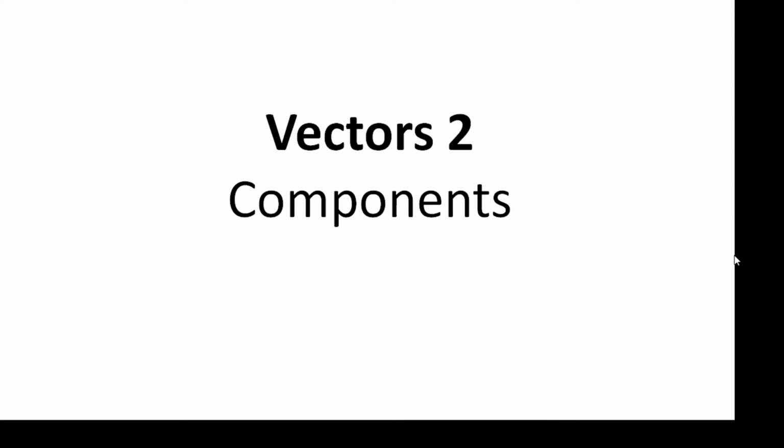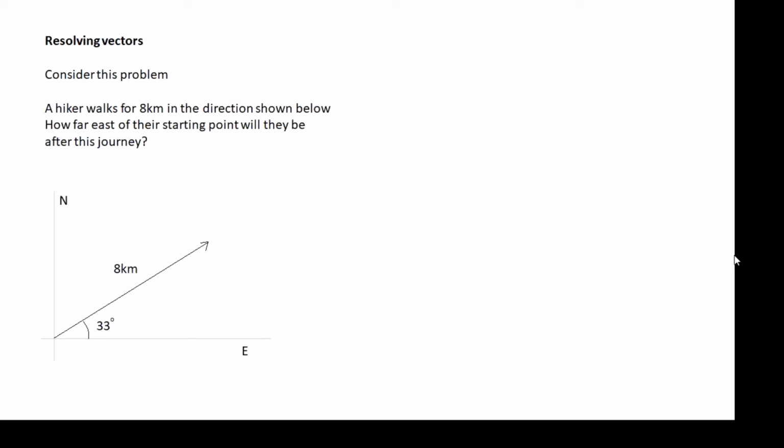Vectors 2 is about components. Okay, consider this. A hiker walks for 8 kilometers in the direction shown. How far east of their starting point will they be?